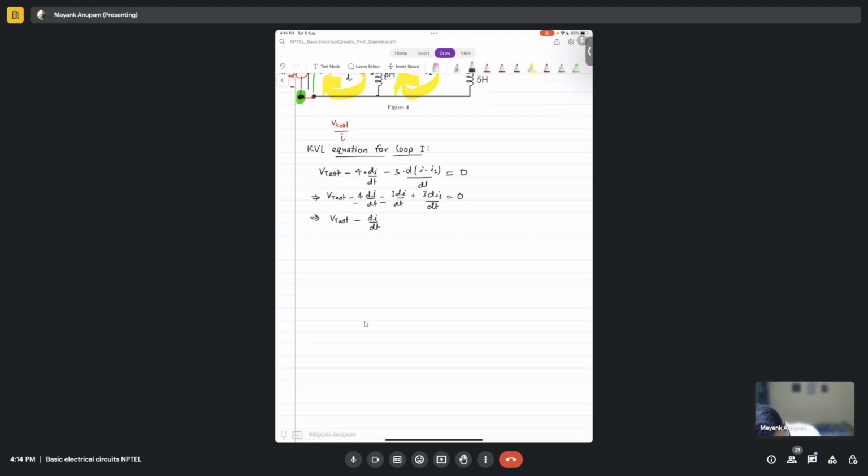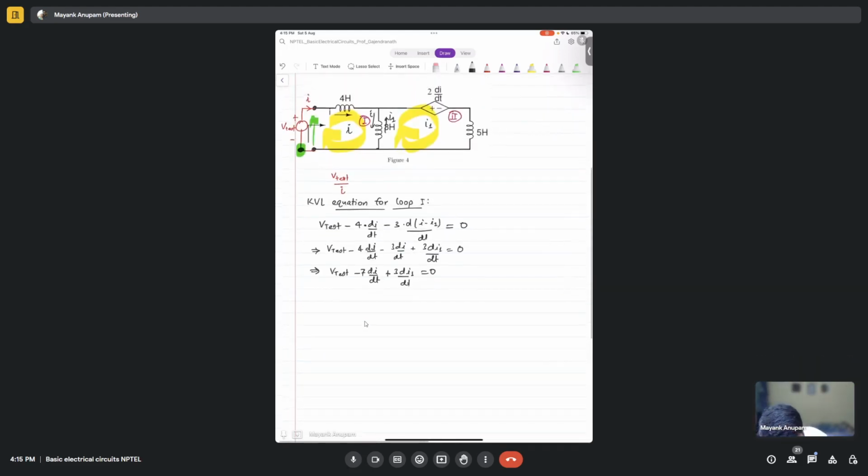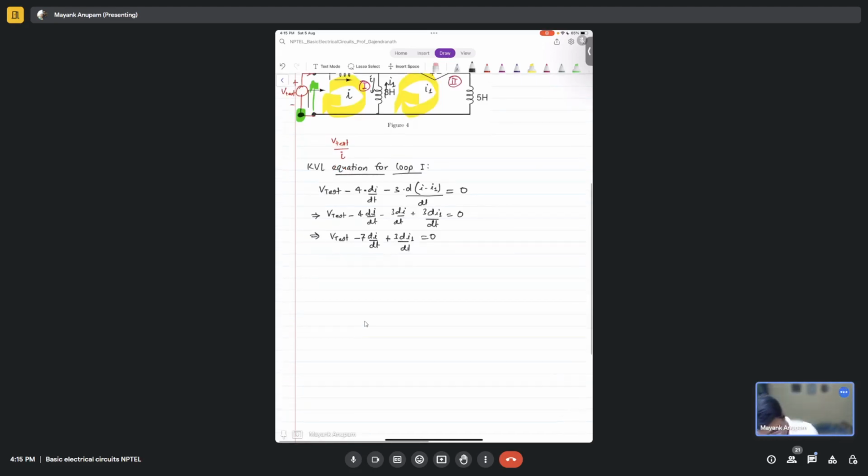Someone is saying something? I cannot hear you properly, so can you speak? Second equation, 3 dI2, sir. Last one, di2, where is di2? I mean, this is I minus I1, right? Okay, sir. Yeah, so this looks fine to me. So let me call this equation number 1.